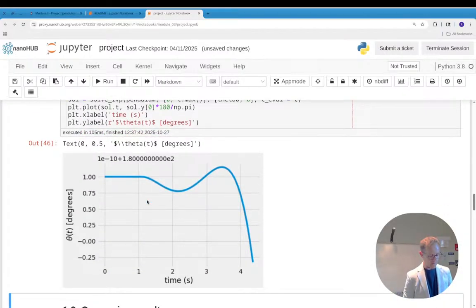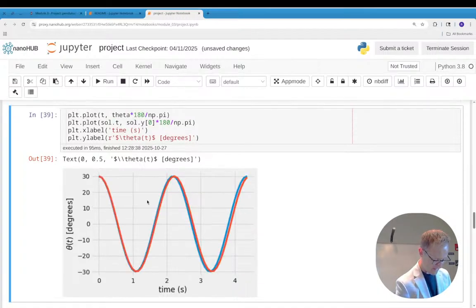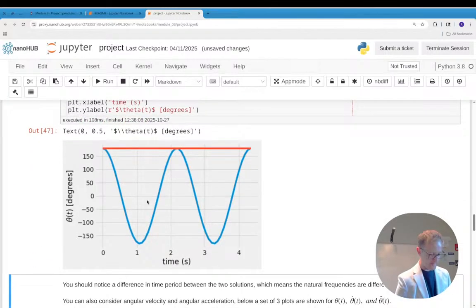Numerical looks weird, like as if it's stable and then something fell. But it's also very strange, like the y-axis: 1 times 10 to the negative 10 plus 1.8. So really it's 180 degrees plus or minus 10 to the negative 10. And sure enough, we see it'll just stay there because there's nothing to force it to go over. There's no acceleration because sine of 180 is 0.